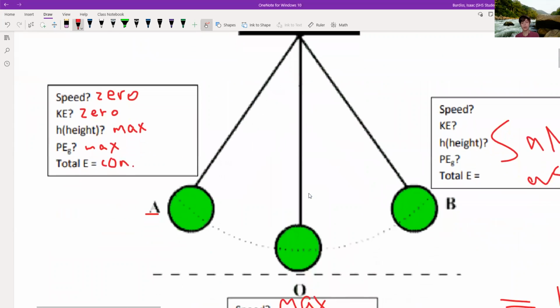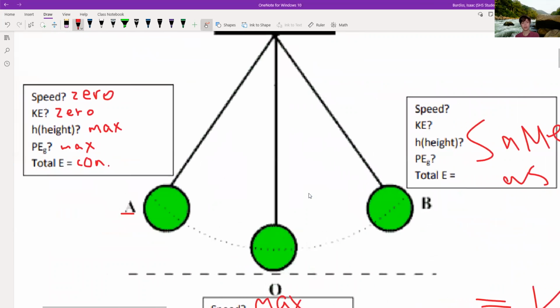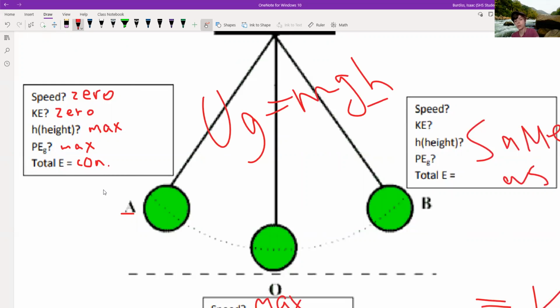Okay, so we look here for a pendulum. Speed is 0 when it's up there. Kinetic energy is 0 because of that also, because the equation for kinetic energy has v in it. If v is 0, then it makes the whole thing 0. And so height is max, and so is potential energy, because potential energy due to gravity is mgh. If you have a maximum height, you also have a maximum potential energy.